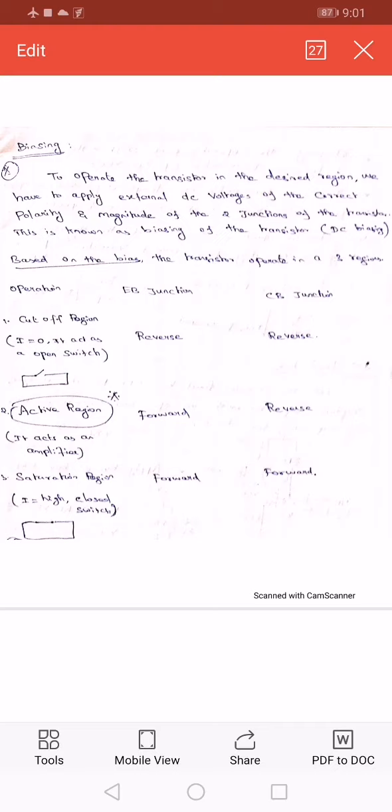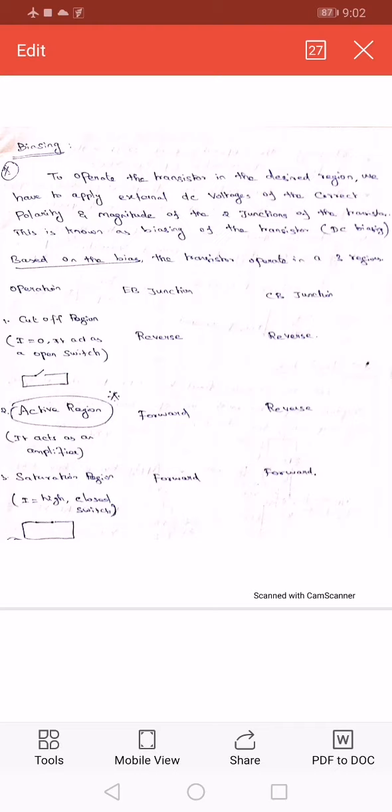For example, in any one configuration, maybe common emitter, common collector or common base, we need to apply the input junction as forward bias or reverse bias. Likewise, the output junction is forward bias or reverse bias. So by applying the correct polarity and magnitude, we operate the transistor in the desired region.